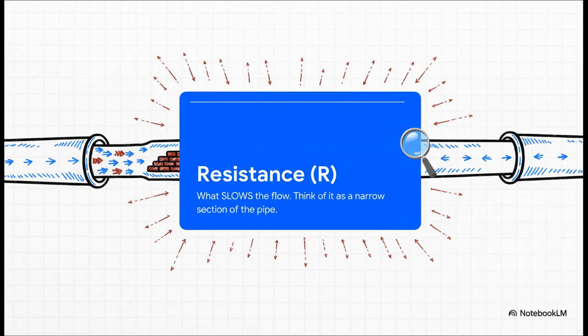And that brings us to the third piece of our puzzle, resistance. Just like the name implies, it resists the flow. It's anything that slows those electrons down. In our water pipe, this would be like a narrow section or a clog. And the main idea to remember is super simple. The higher the resistance, the lower the current.